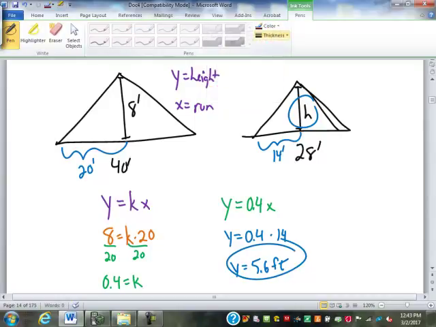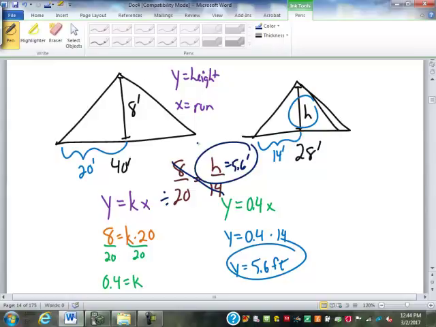Now I said this is proportional. When you have two conditions like this side by side, you could have just said, hey, 8 over 20 has to equal h over 14. And if you cross multiply and divide, 8 times 14 is 112, divided by 20 is 5.6. That works as well. That only works though if it's directly proportional, a direct relation like this.